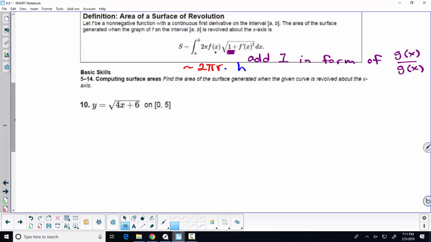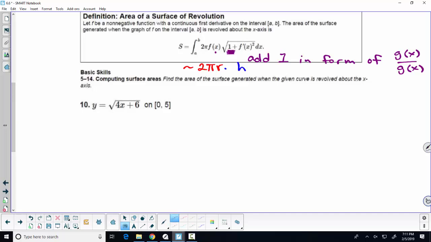Especially when we're thinking about 1 in the form of a quotient. So what's going to happen, you'll see in this example, is that what we have under the arc length radical is going to be something over 4x plus 6. And then we're going to multiply that by the root of 4x plus 6. So those things will just divide away, and we'll end up with a super easy integral.